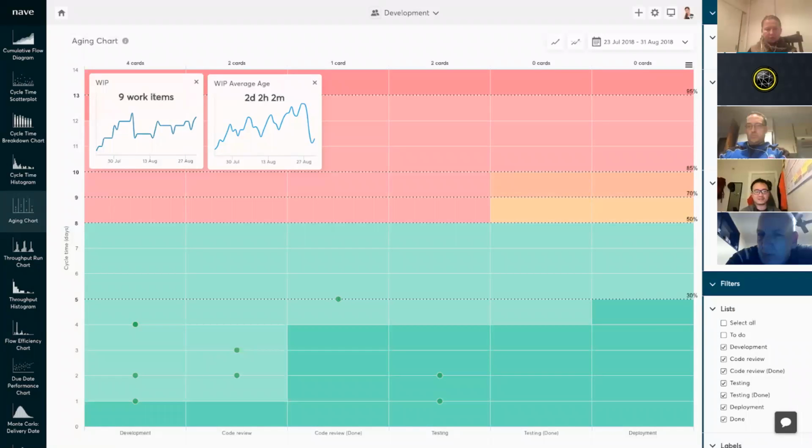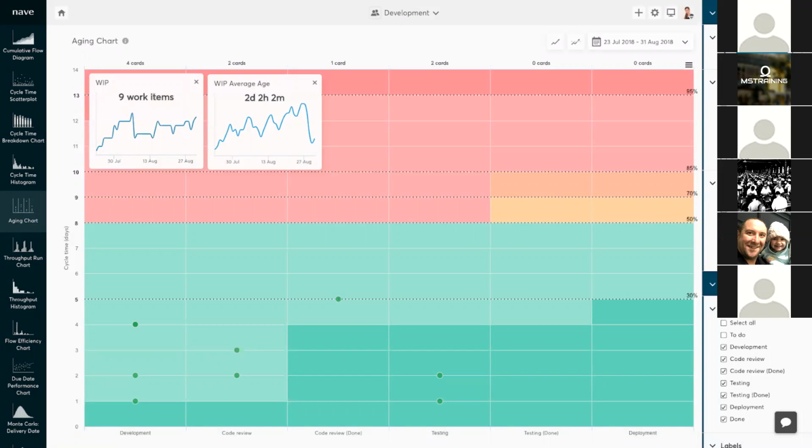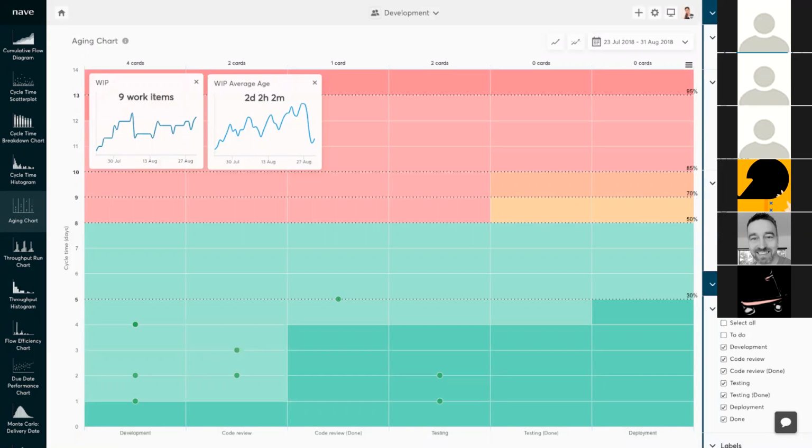The average age of WIP and cycle time are essentially the same metric. Only cycle time is measured against completed tasks, whereas the age of a task is a measure concerning tasks that are still in progress. If the average age of your WIP stays roughly equal on a daily basis, then its trend line will be linear, neither increasing nor decreasing over time. This means that you're maintaining a stable system.